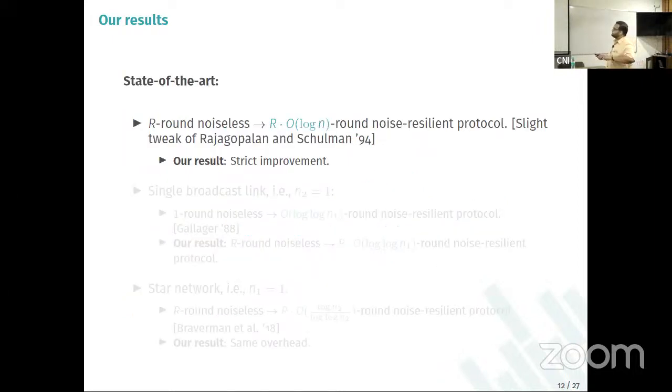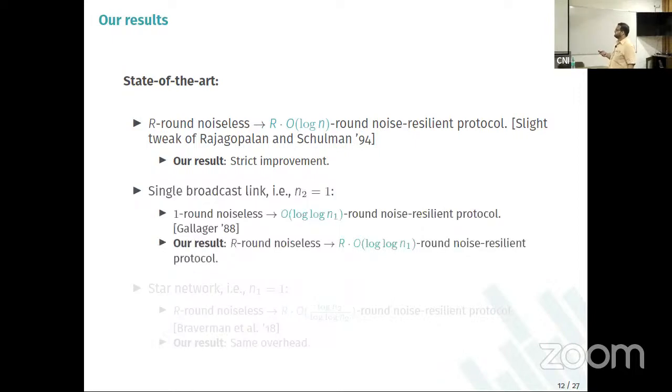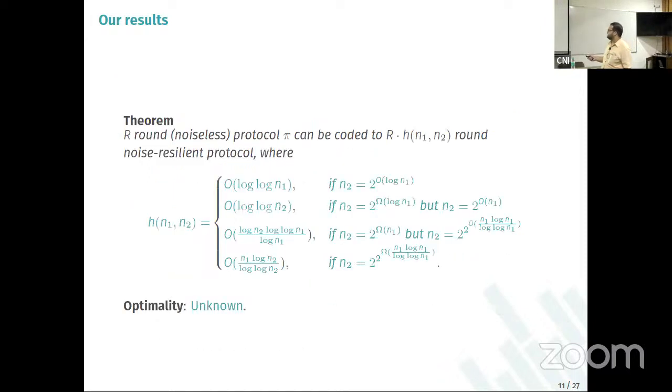Now, two extreme cases of our setup have already been studied, and in fact, these two were our motivation to study this. The first extreme case is when n2 is 1, that is, you're left with a single broadcast. There's a very old result by Gallager from '88, which looked at one round noiseless protocols. What is a one round protocol? That means everybody has a bit and they simply wish to exchange it, so everybody wants to know everybody else's bit. And Gallager showed that in the presence of noise, you can do this with high probability with an overhead of order log n1. If you look at ours, this one falls into the first regime.